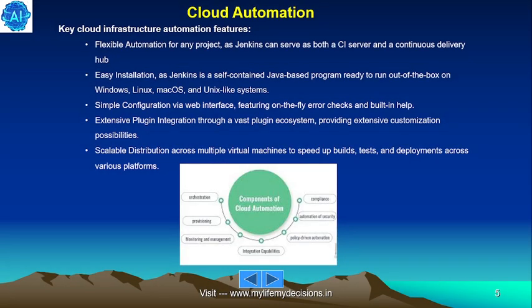Key cloud infrastructure automation features. Flexible automation for any project, as Jenkins can serve as both a CI server and continuous delivery hub. Easy installation, as Jenkins is a self-contained Java-based program ready to run out of the box on Windows, Linux, macOS, and Unix-like systems. Simple configuration via web interface, featuring on-the-fly error checks and built-in help.